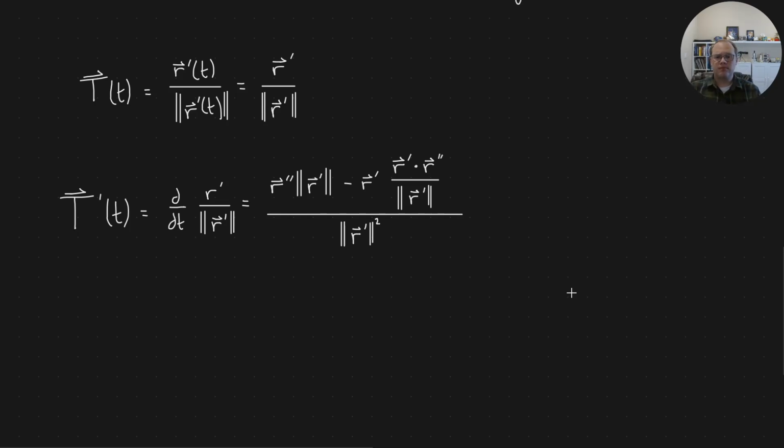All right? Okay. So let's tidy this up a little bit. I don't like the fractions on fractions, that we have a fraction on top of our fraction. So what I'm going to do is multiply top and bottom of this by the norm of r prime.